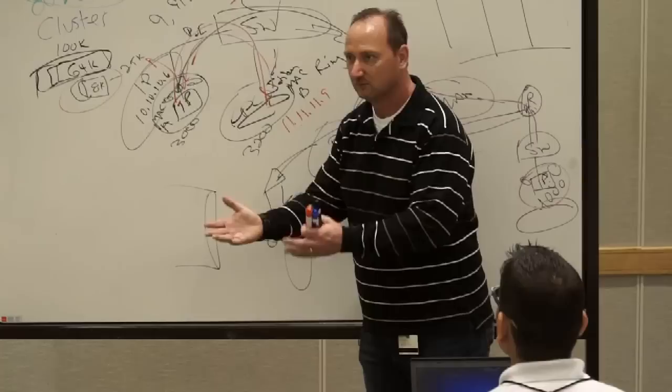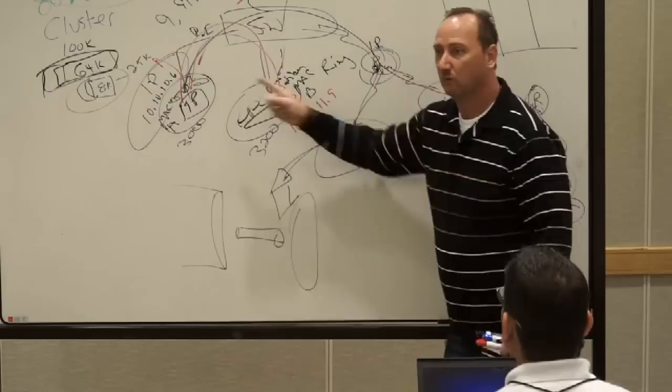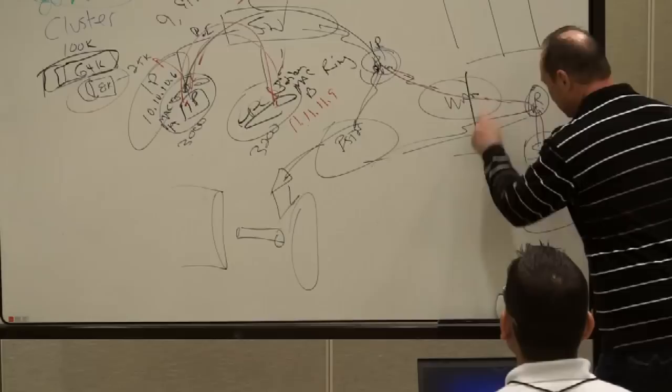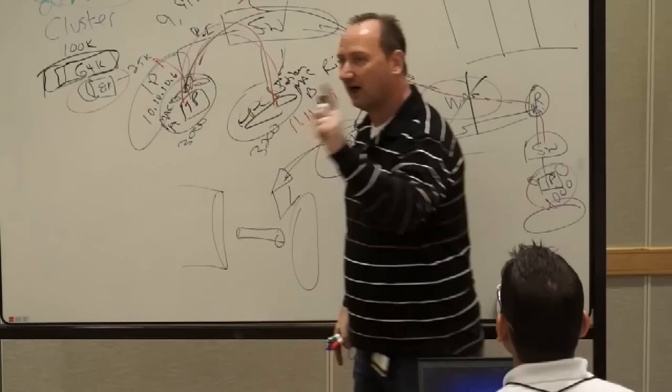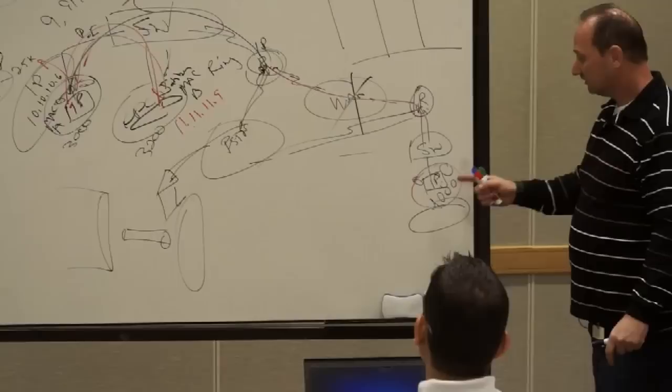But what happens when the WAN goes down? Say what? Oh, okay, so I have a client that can't see its server. Think about it. On this side, here's my server. There's my client. I have no data path to get there.